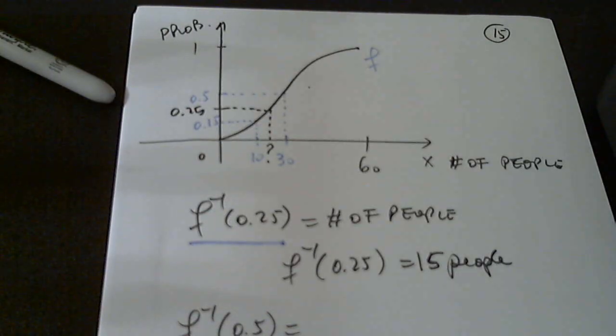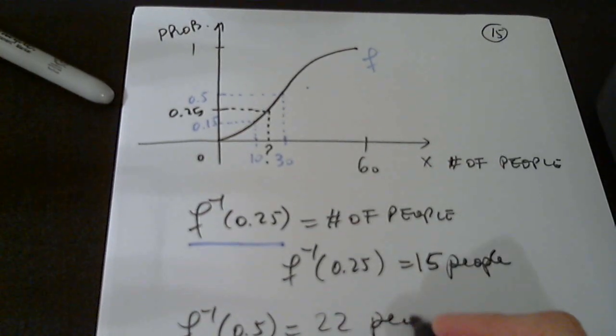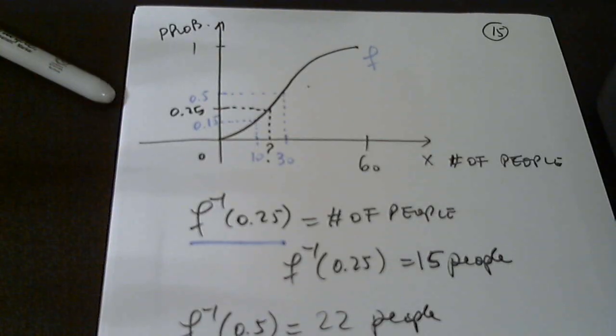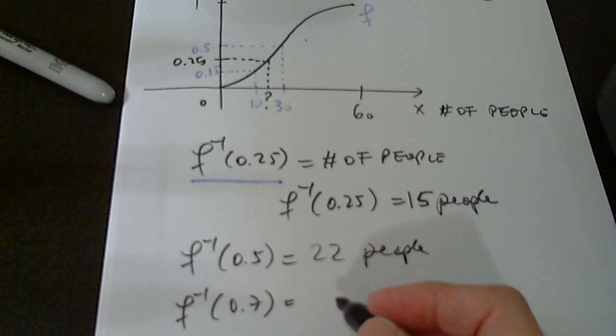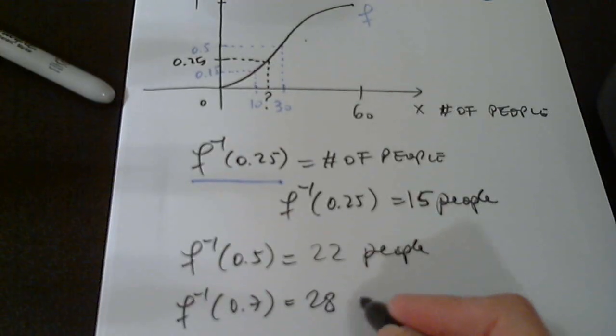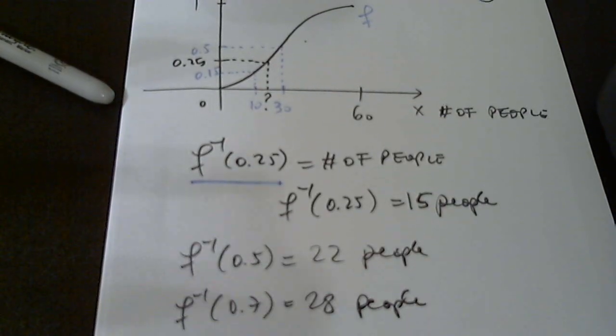25. Yeah, I would say about 22. Good. Hard to read, I agree. And can anyone give us f inverse of 0.7? 28, I would say. Yes. Sorry, I was reading the wrong thing.